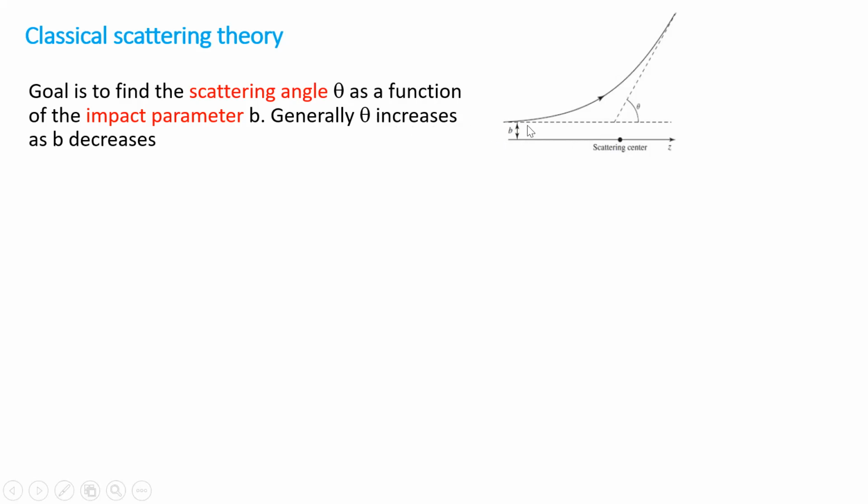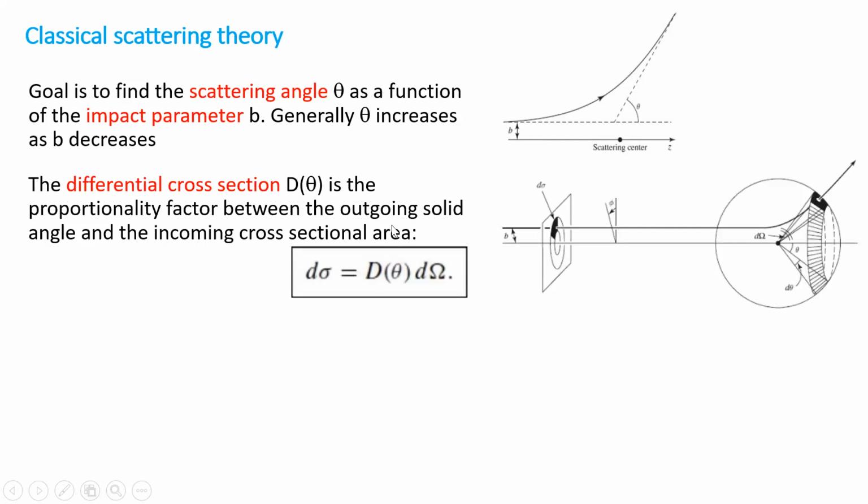Generally, theta, the scattering angle, increases as B decreases. The smaller B gets, the closer we get to the scattering center, the stronger the scattering will get, and the more the particle will be deflected. If B increases, theta will not be as great because the particle doesn't feel the scattering center as much. So our goal in classical scattering theory is to find theta as a function of B. Why might we want to do that?